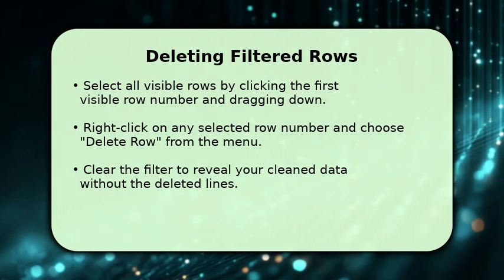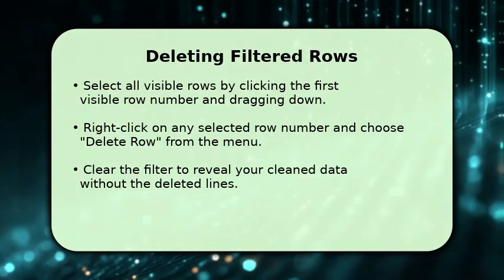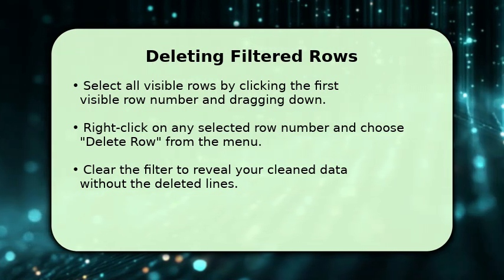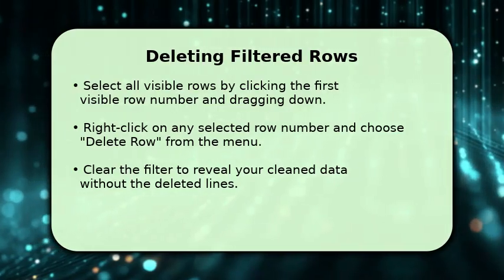With only the blank rows visible, select all of them. You can do this by clicking on the row number of the first visible row, holding down your mouse, and dragging down to select all subsequent visible rows. Be careful to only select the visible rows.